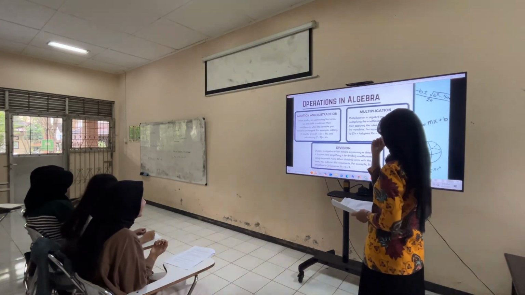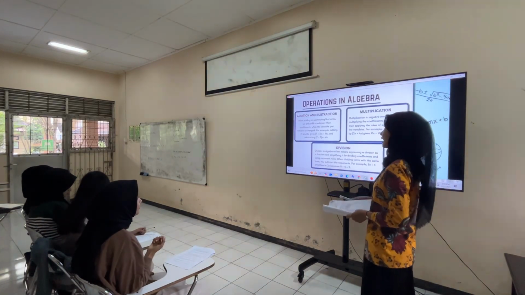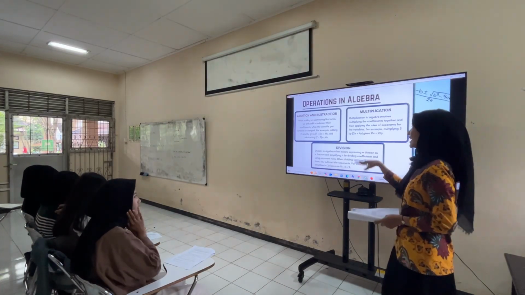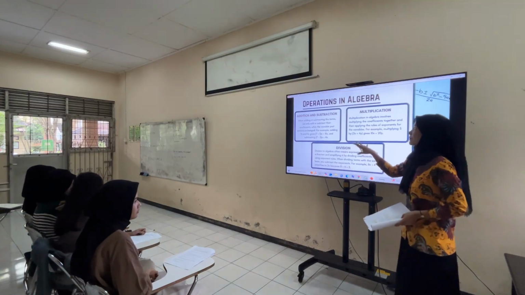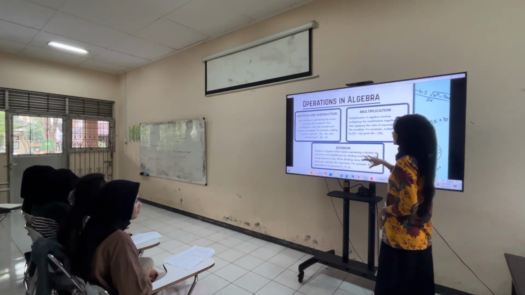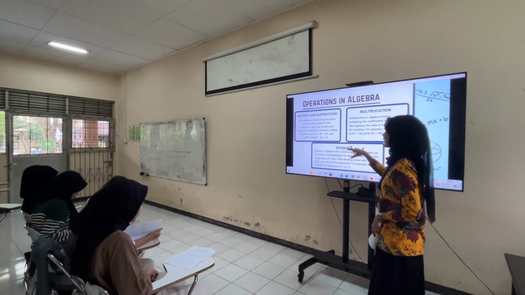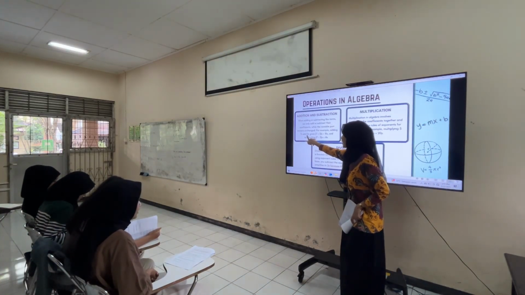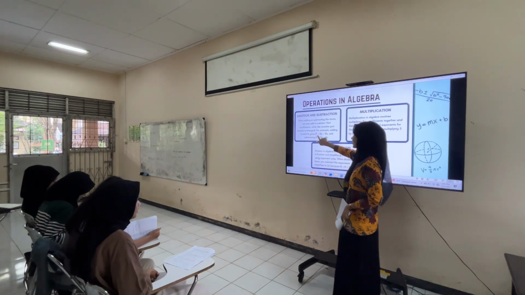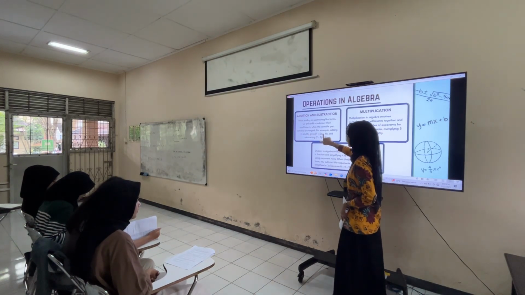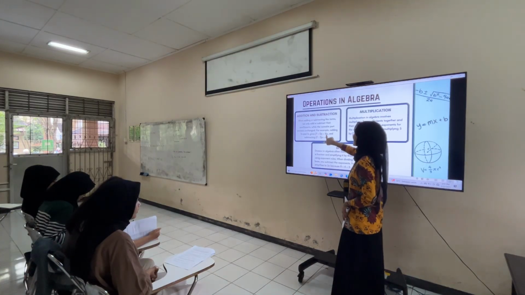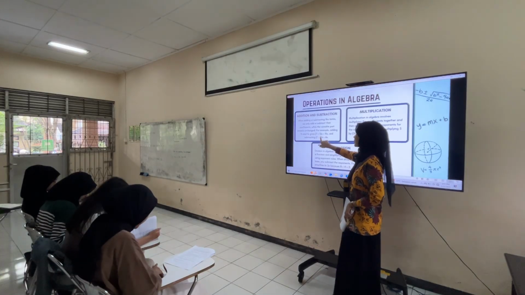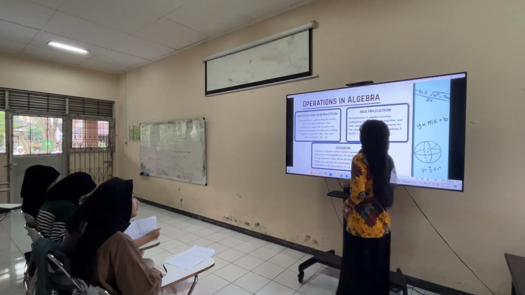Algebra. The first is about addition and subtraction. When adding or subtracting like terms, we only add or subtract their coefficients, while the variable part remains unchanged. For example, adding 7x and 3x gives 7 plus 3 x. So the result is 10x. And subtracting 7x minus 3x is 4x.